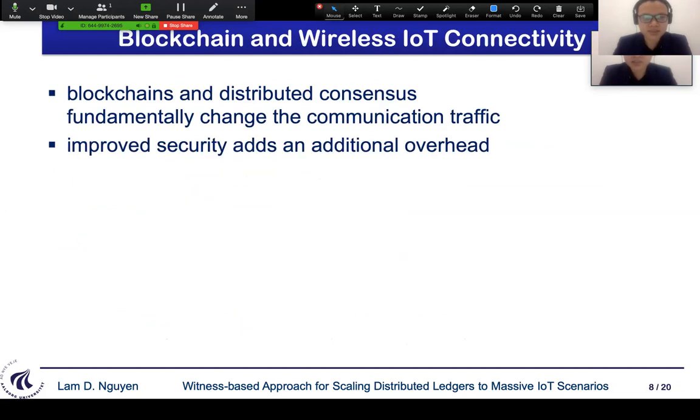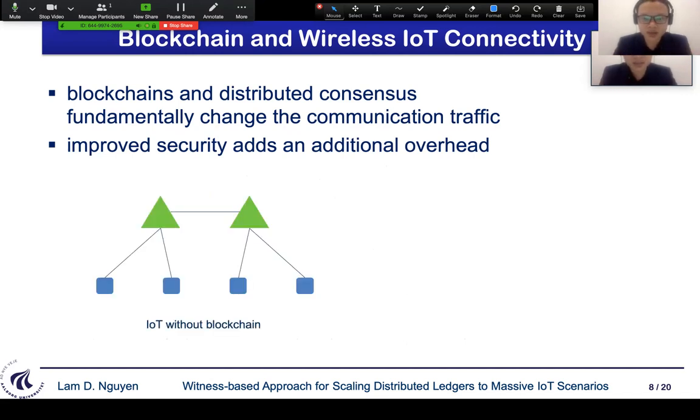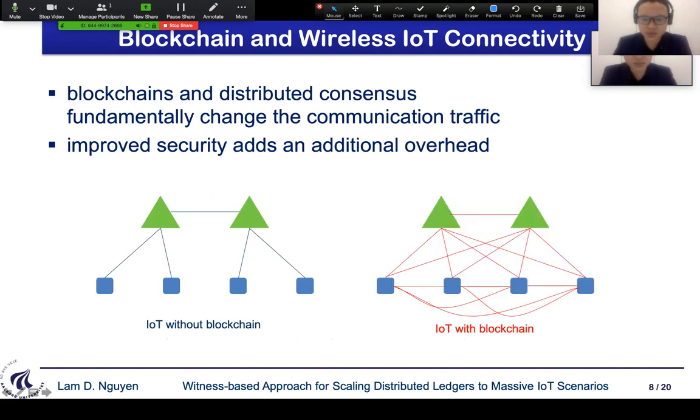By integrating with the emerging blockchain, we will change the communication traffic in wireless IoT connectivity. With blockchain, it will increase security and trust, but of course, it will add additional overhead. For example, you can see this is the traditional IoT network, and here is the IoT network with blockchain.